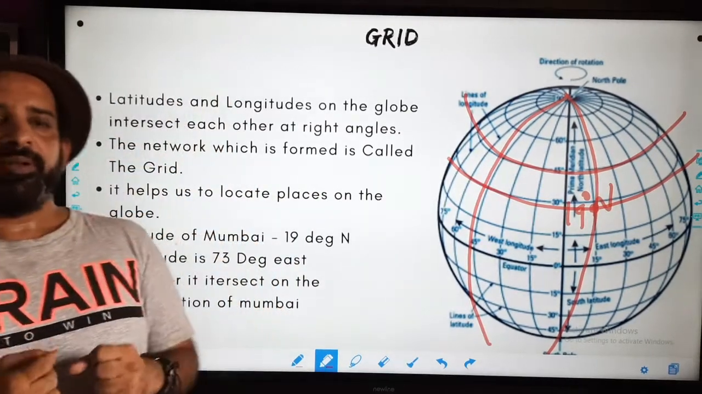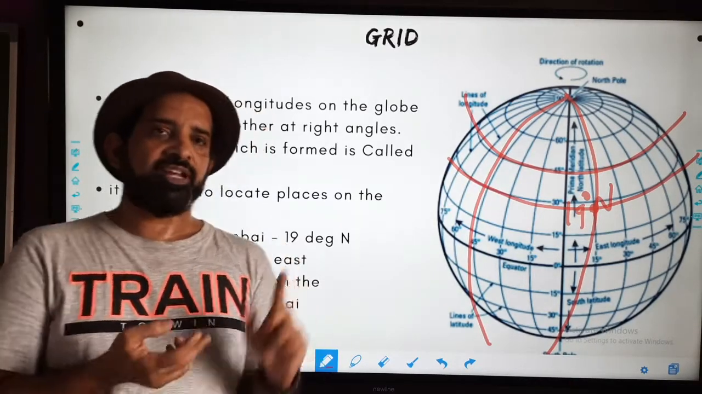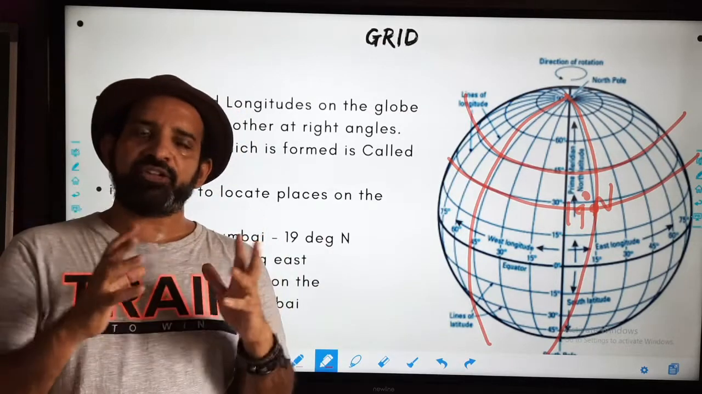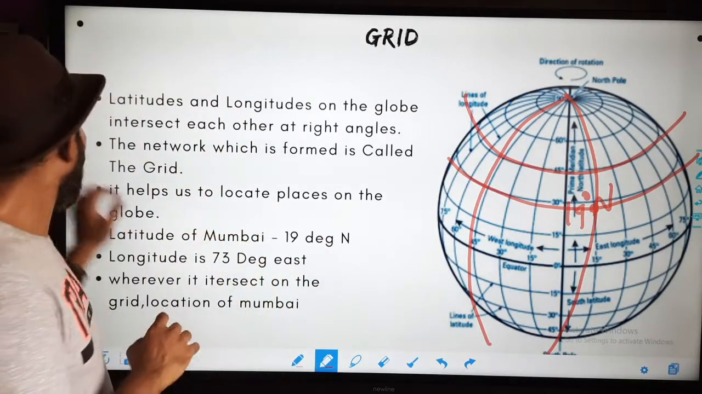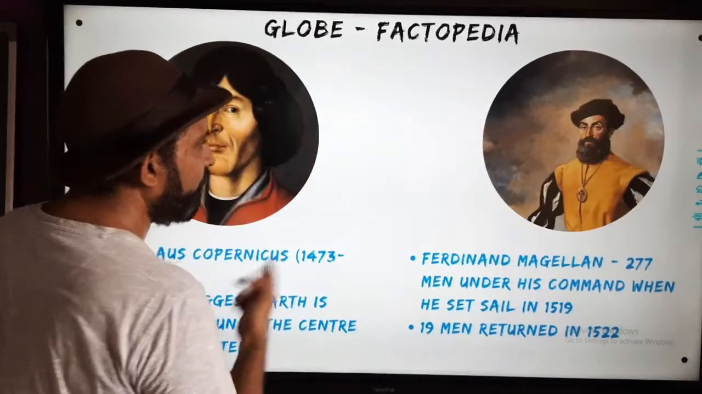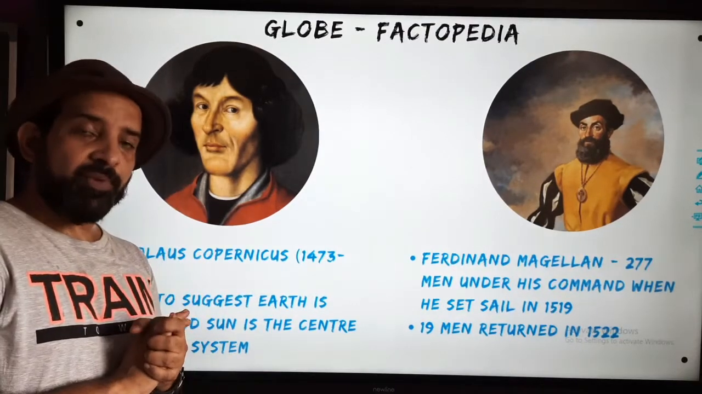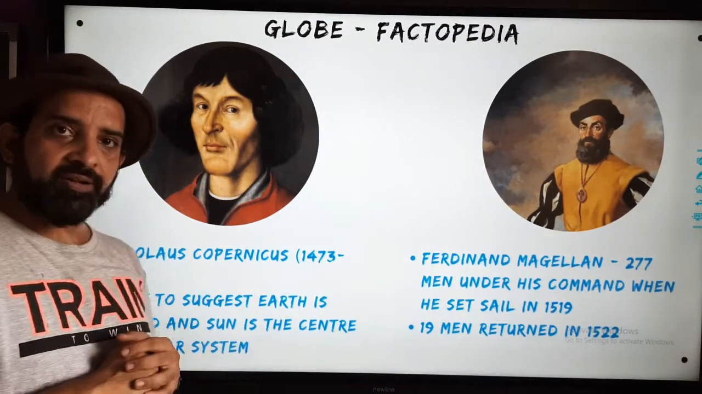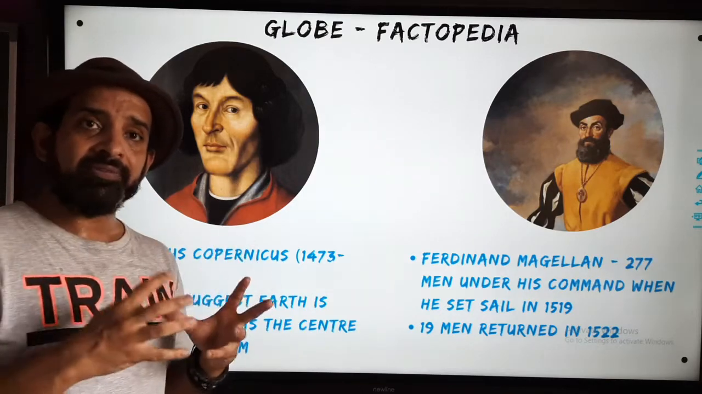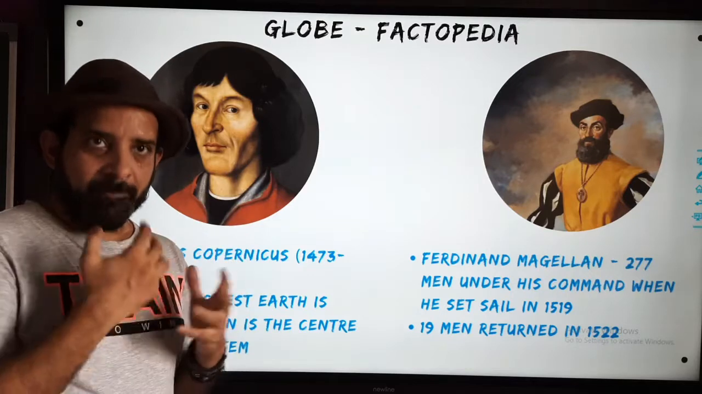So students, we studied about latitudes, we studied about longitudes, we studied about the grid, we studied about the globe. So those are all the major topics in this chapter. But let's look at some interesting things going forward. I wanted to highlight two important personalities that history has given us, who have helped us shape the geographical study of our planet.